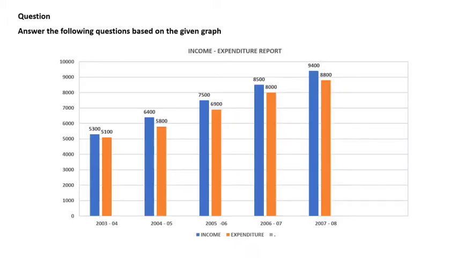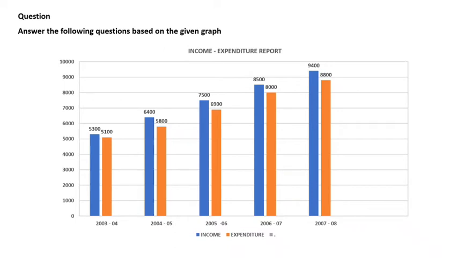So the first question is here. Answer the following questions based on the given graph. So we have some questions based on this graph, so let us study this graph first. There are 5 different years: 2003-4, 2004-5, 2005-6, 2006-7 and 2007-8. The income and expenditure details are given in this graph.